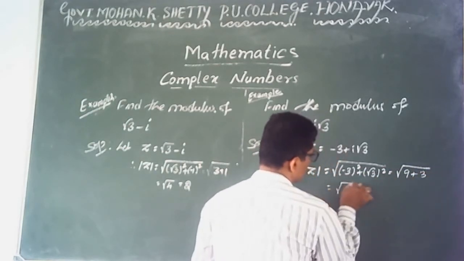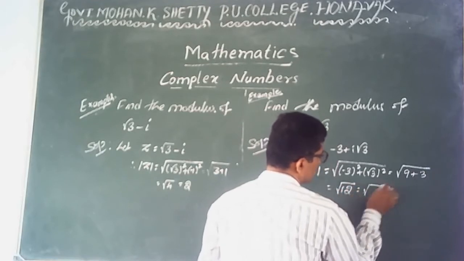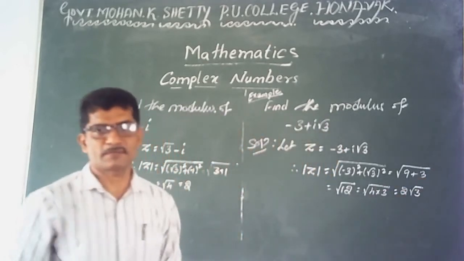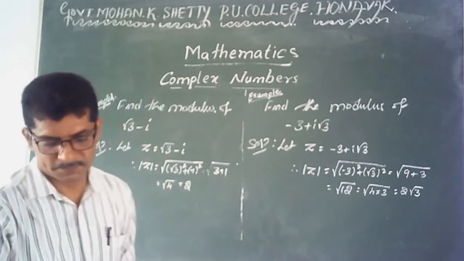Its value is root 12. Root 12 can be written as root of 4 into 3. Root 4 means 2, 2 into root 3. It is the modulus of the given complex number.